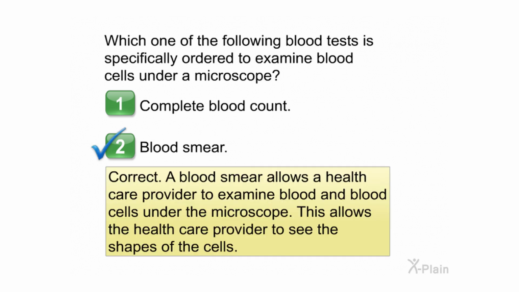Correct. A blood smear allows a healthcare provider to examine blood and blood cells under the microscope. This allows the healthcare provider to see the shapes of the cells.